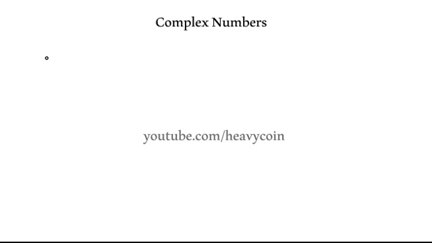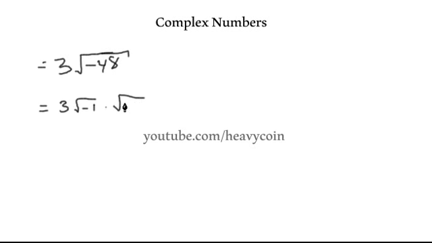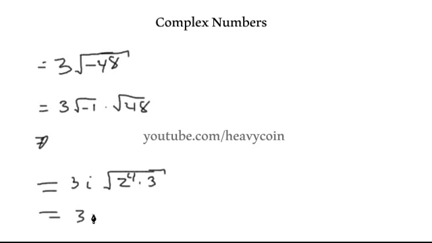Let's see, 3 square root of -48. So this is going to end up being 3 square root of -1 times the square root of 48. I'll just write it down here, bring it down, 3i, and 48 can be written as the square root of 2 to the 4th times 3. Which is 3i, and the square root of 2 to the 4th is 12.